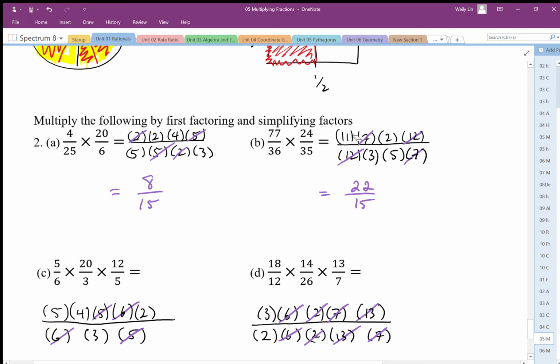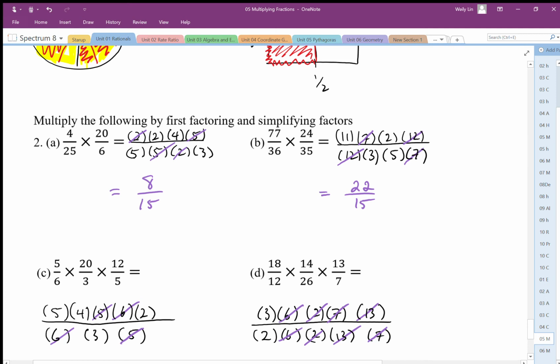Here the 77 was broken up into 11 times 7. And I knew that this one here, I could have broken it up into 4 times 6, but this one here I recognize the greatest common factor, which is 12, so I can just use 12. So 2 times 12 and 12 times 3 on the bottom here. And then I got my common factor of 7. There's a common factor of 7 and 7 there.